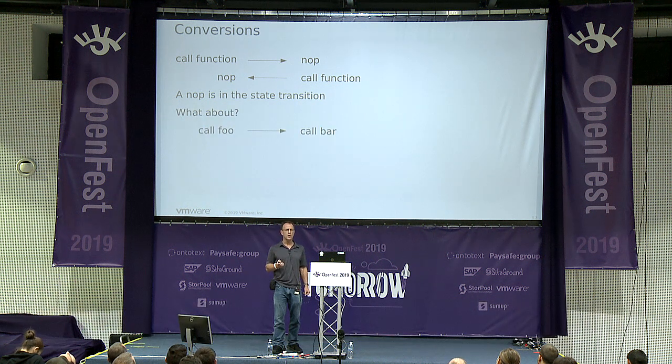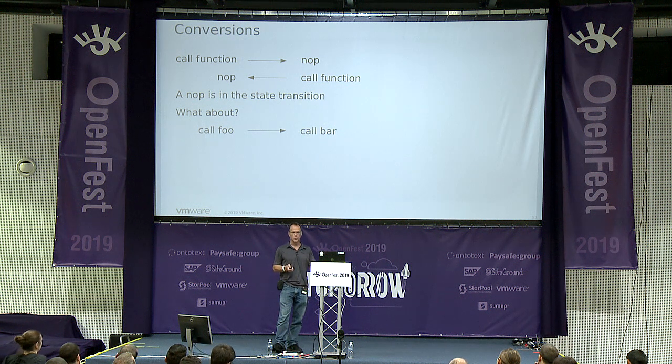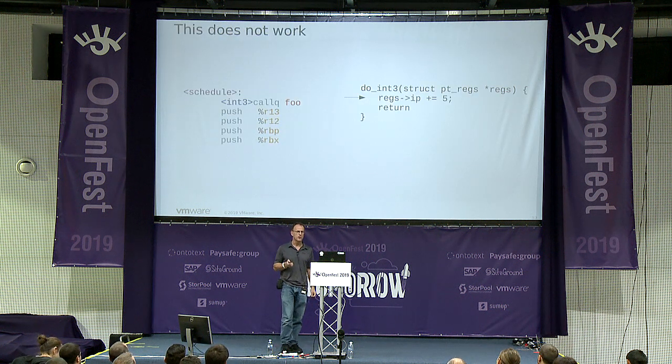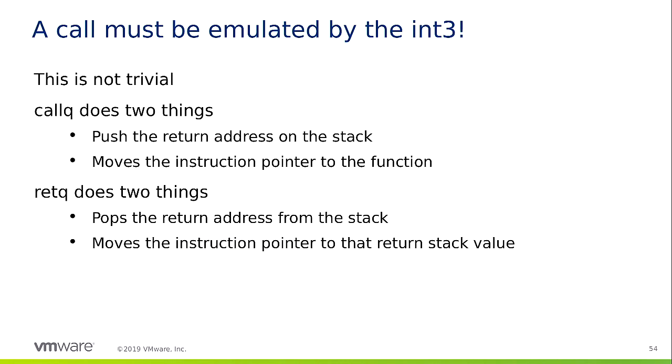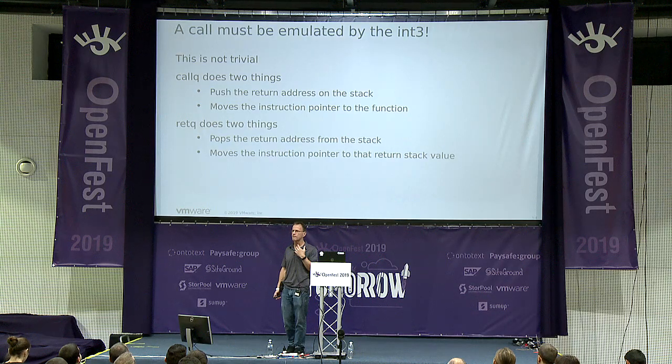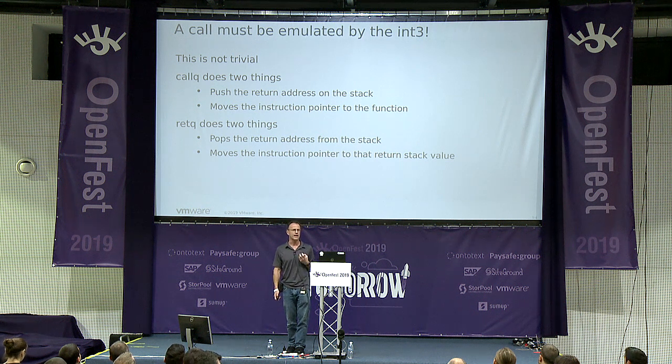But what happens if we want to go from calling foo to calling bar? There's no no-op there. So if we were to do this, if we're calling foo and we have to switch to calling bar by putting the instruction pointer 5 away and then coming back, it doesn't work. So what we must do is emulate a function call from that int3 handler. And this is where the fun begins.